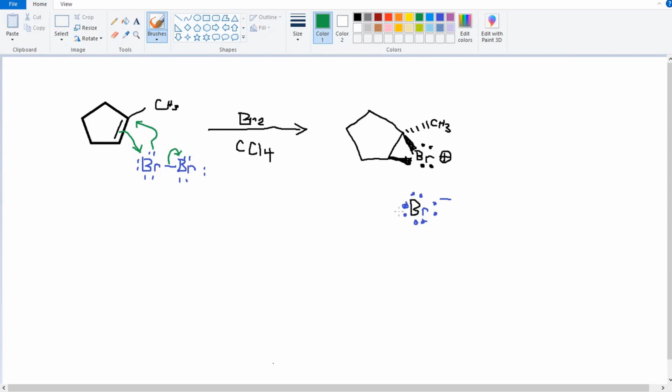Now, which side is this bromine going to come and attack? Is it going to, for this particular one, attack on bottom or is it going to attack on top? What do you think? It's going to attack on bottom. And is it going to attack the more highly substituted position or the less highly substituted position? Well, you might think it would be the less highly substituted position because it would be less sterically hindered. However, it turns out that it tends to target the more highly substituted position.